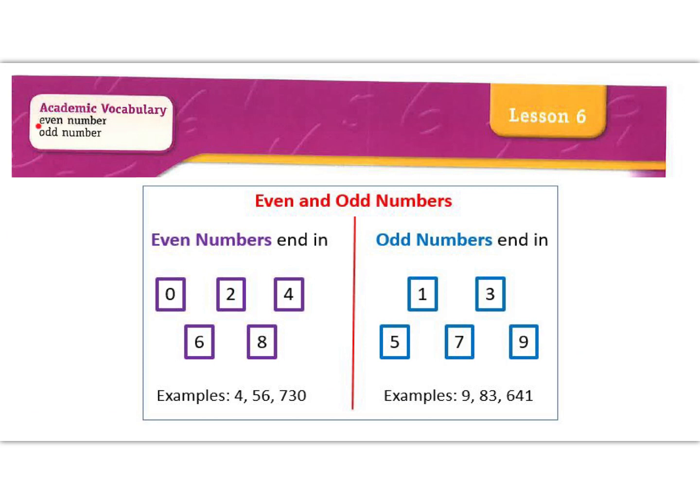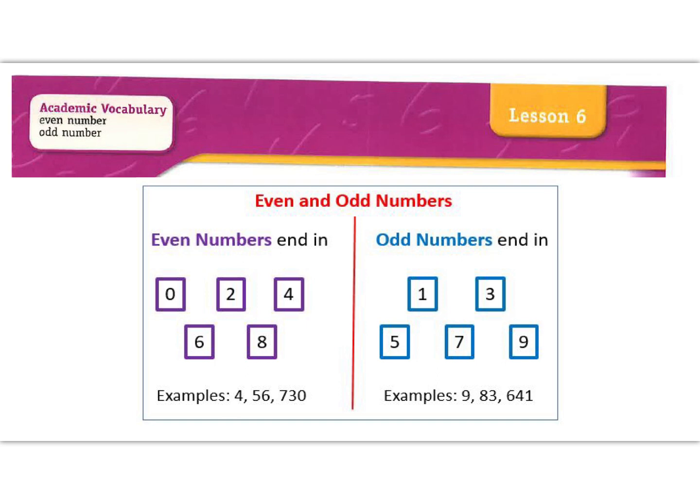Our vocabulary today is even number and odd number. So this should be review, but even and odd numbers, remember even numbers end in 0, 2, 4, 6, 8. Some examples are 4, 56, 730, because look at their ones place. They end in a 0, 2, 4, 6, or 8. So if the ones place is a 0, 2, 4, 6, or 8, then it's an even number.